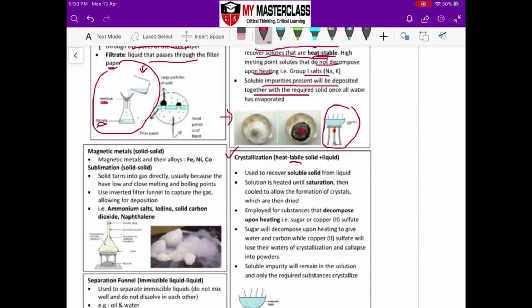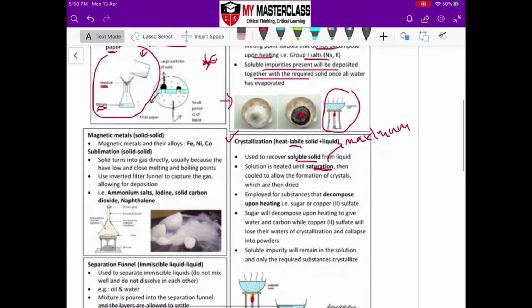Same thing, the solid is still soluble, because if it is not soluble we use filtration. The solid is still soluble, but it is not heat stable. So when I heat, I don't heat until all the water is gone, I don't evaporate to dryness. I heat until a saturated solution. Recall, saturated is the maximum amount of solute.